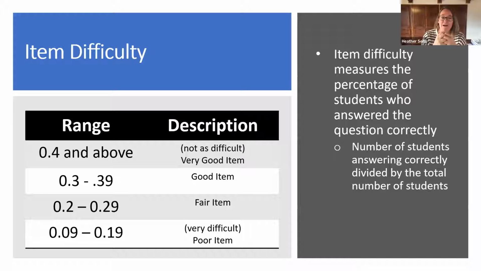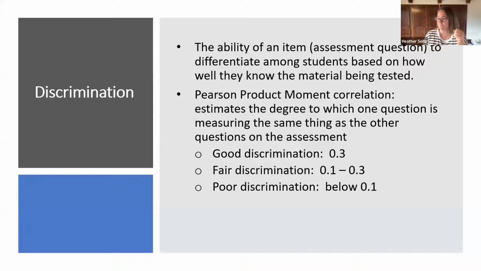So 0.4 and above is considered a very good item, meaning that it's not very difficult and students can answer that question clearly. And then you can see down in the lower range, a very difficult question is going to be below 0.19 on this scale here. Okay. And then discrimination.